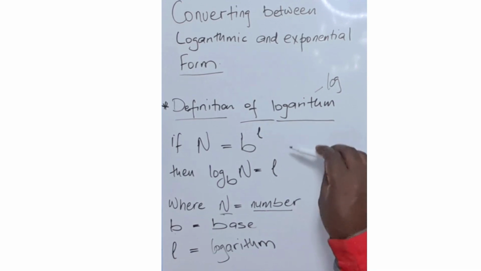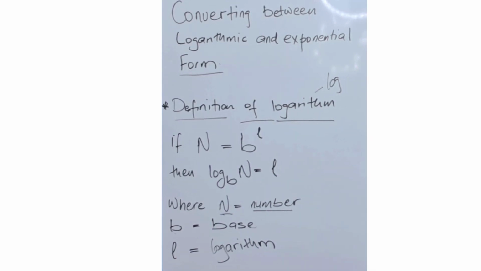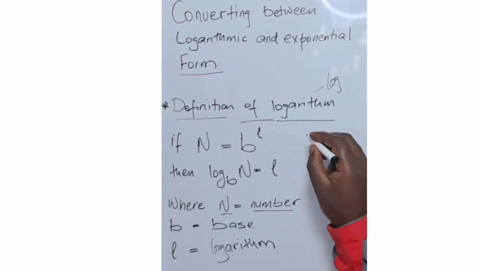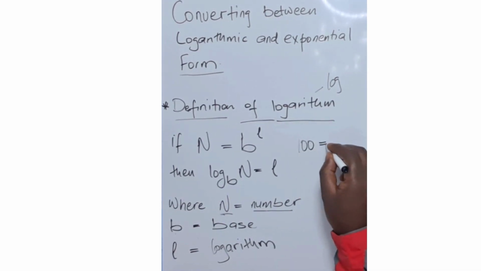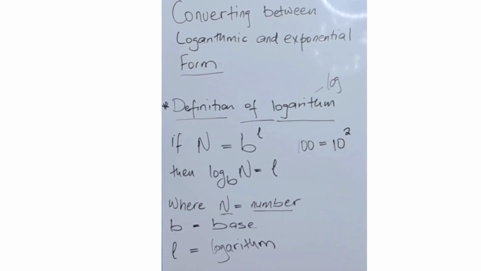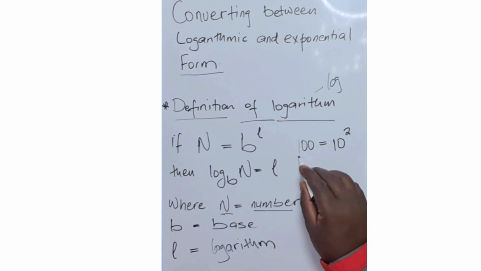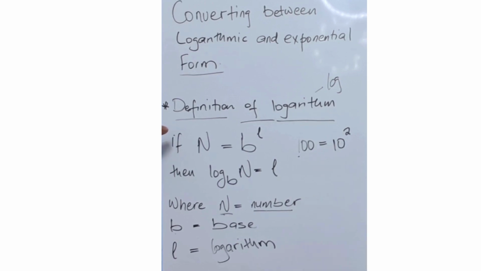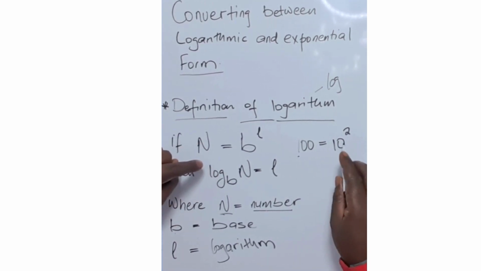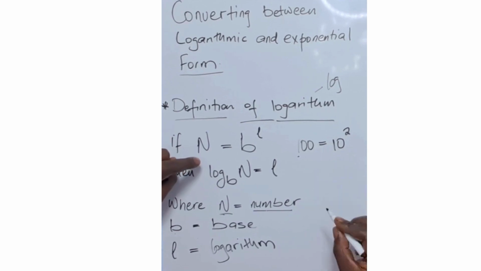This is how we define the log. So for an example, if I have 100 equals 10 to the power 2, and I have to convert this into log form, because currently it's in exponential form, how will I do that? Let's use our definition to change this exponential form into a log form.